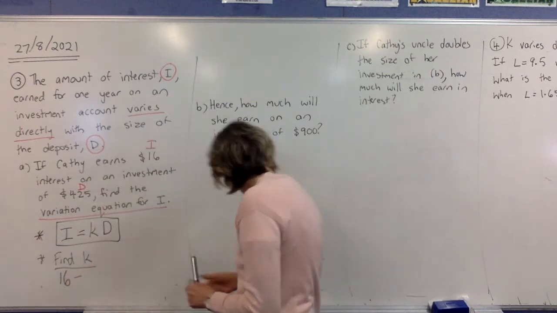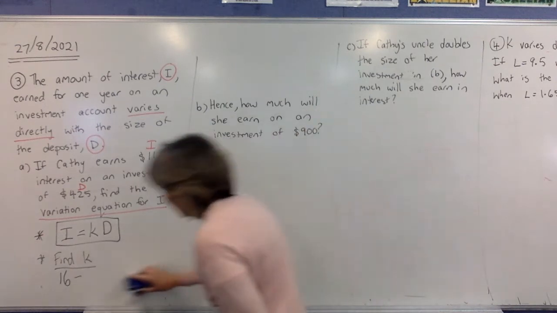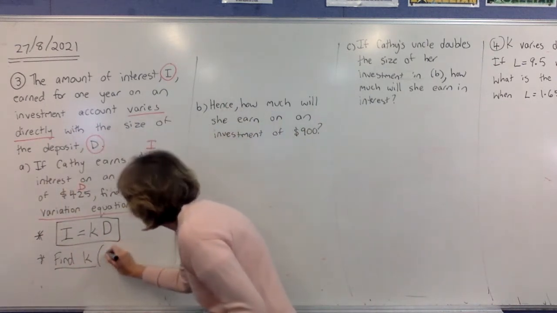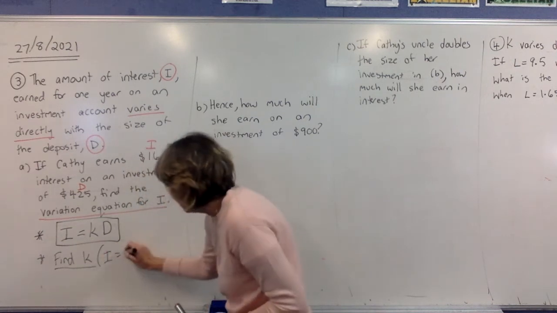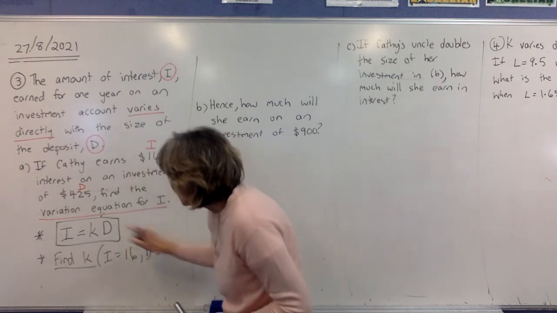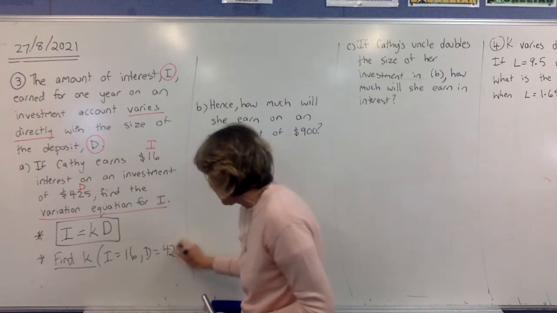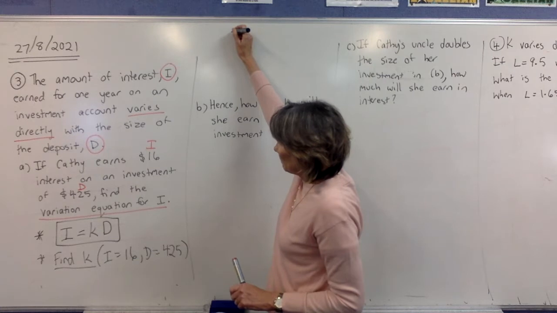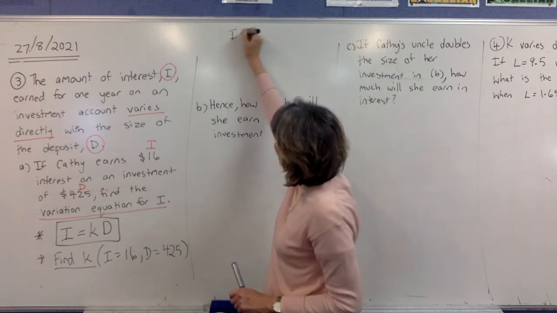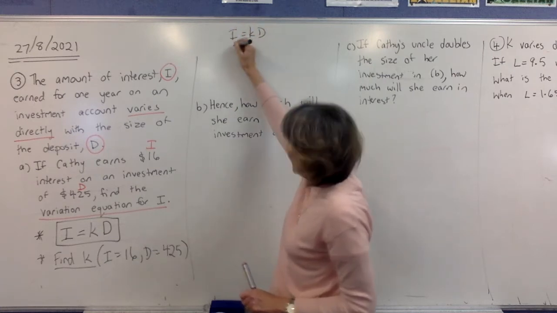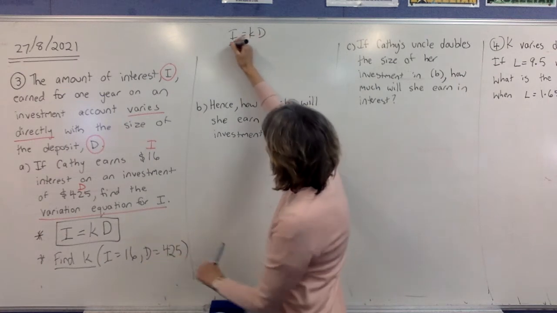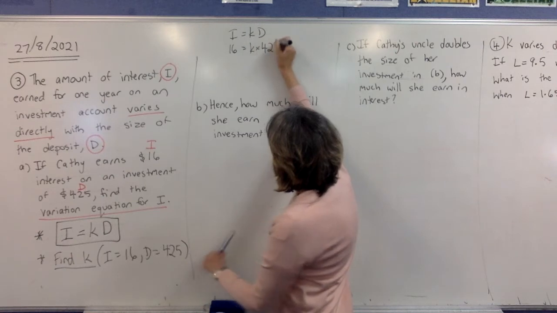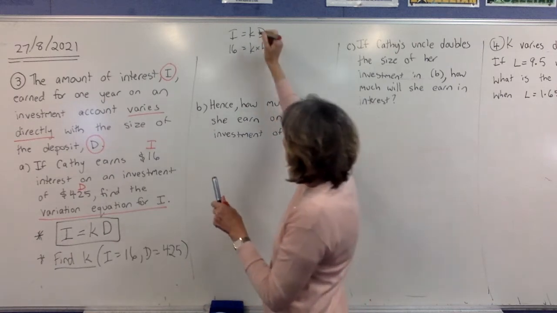I might just move it up the top here so you can see what I'm doing. I was 16 and D is 425. So if we come up the top here, I'm going to write I equals KD down first. Now I'm going to put those numbers in. So 16 is going in for I and 425 is going in for D. Don't forget there's a times here.